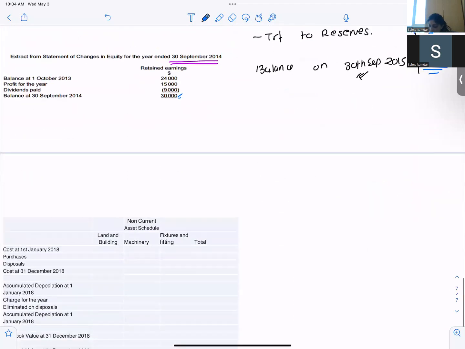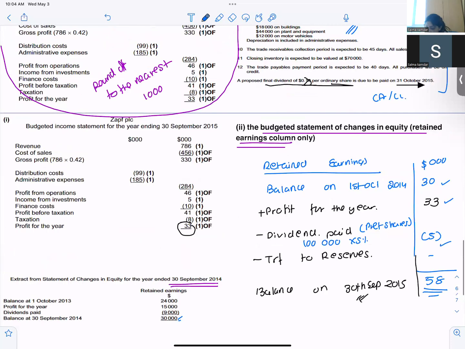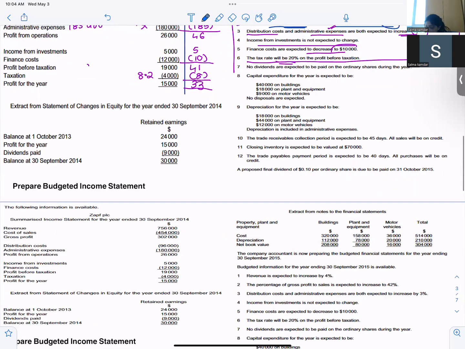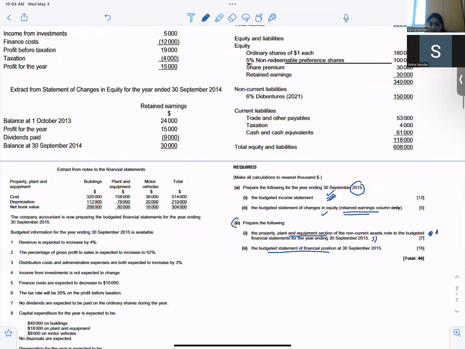Now the next thing that they've asked us to make. What have they asked us to make? Prepare a property, plant and equipment schedule. And this is really very important. You have to prepare a property, plant and equipment schedule. How do you prepare that?